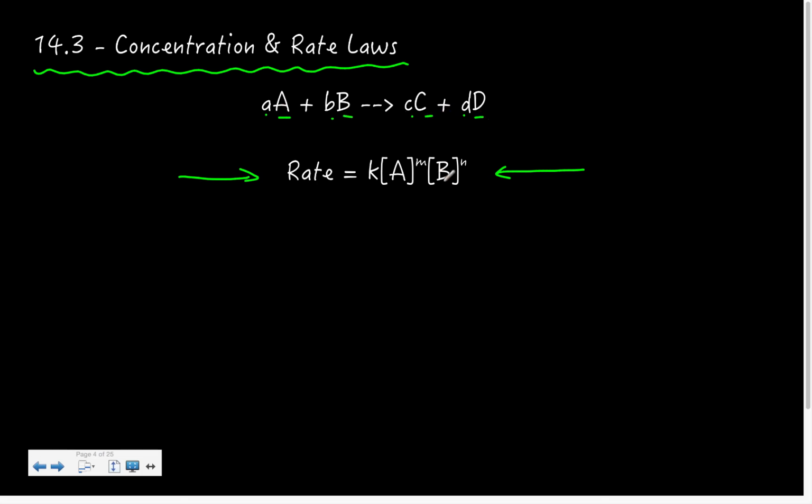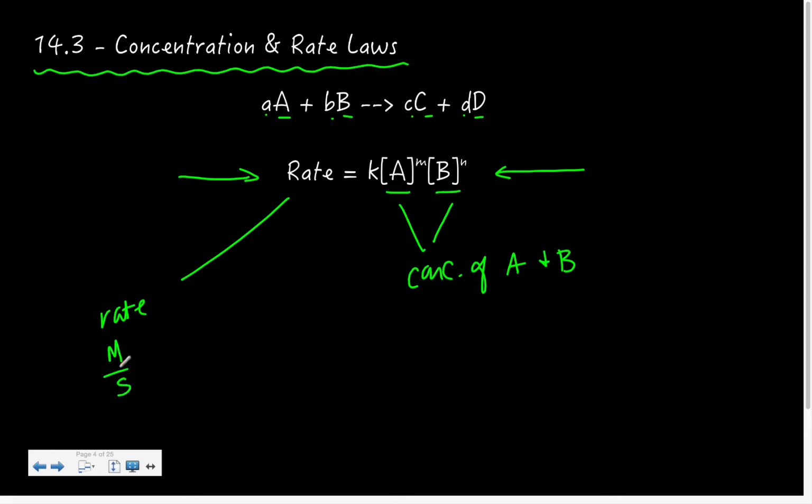So we'll see in here that this is the concentration. These are both concentrations of species A and B. So these are always going to be concentrations of my reactants, and square brackets again means molarity. Rate is going to be my rate, obviously, which is often going to be measured in molarity per second.